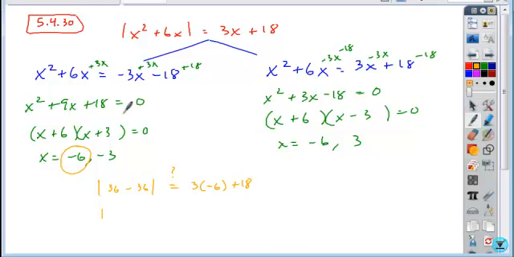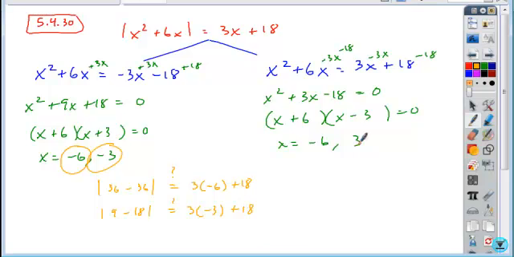Test the negative 3. Negative 3 squared is 9, minus 3 times 6 is 18. You want to test to see, is that equal to 3 times negative 3 plus 18? So here you have negative 9, the absolute value of that is 9. Is that equal to negative 9 plus 18? Yeah, so that's going to work as well.